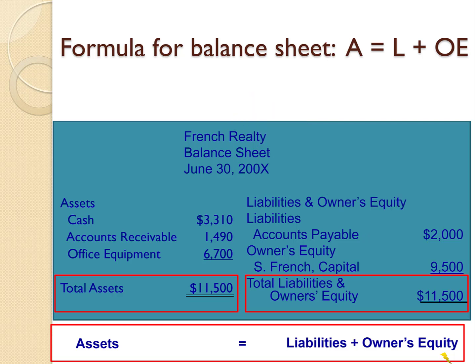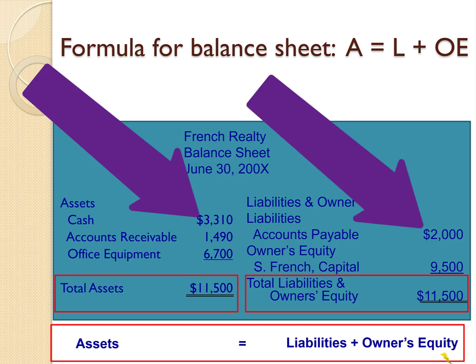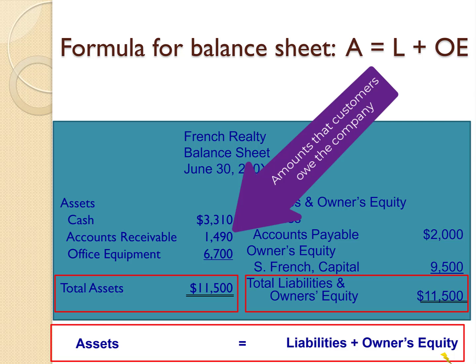So let's compare this company's cash amount with its liabilities. Cash is $3,310 and liabilities are only $2,000. How much do customers owe this company? Well, that's accounts receivable, $1,490. So the company looks to be in decent financial shape and they might be able to get a business loan.